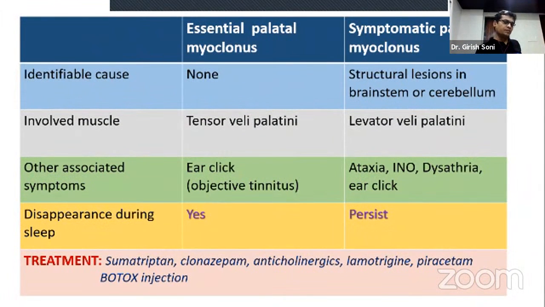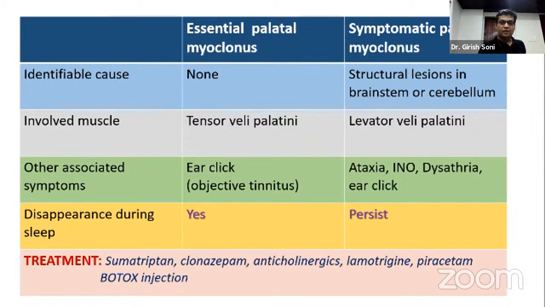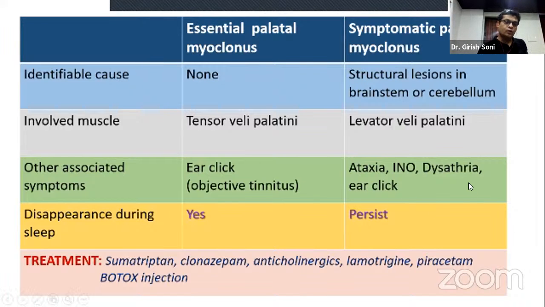So how do we differentiate between these two entities? In symptomatic palatal myoclonus, we always find some structural lesion in the brainstem or cerebellum, along with brainstem signs in the form of ataxia, diplopia, oscillopsia, dysarthria and cerebellar signs, and the palatal myoclonus persists in sleep. In essential palatal myoclonus, almost all patients give a history of ear click. In symptomatic cases, ear click is present in only 30 to 40%, and essential palatal myoclonus disappears in sleep.